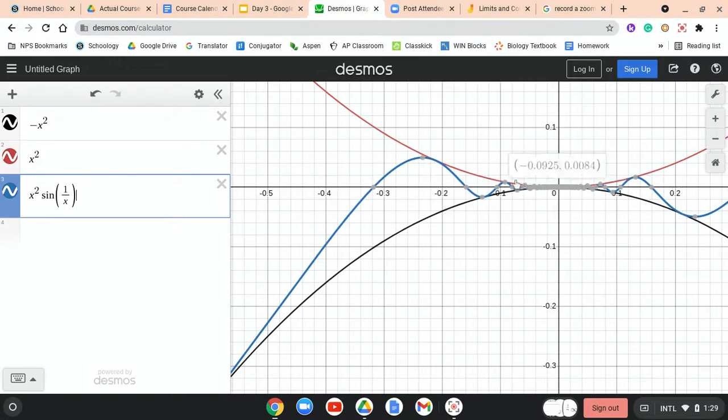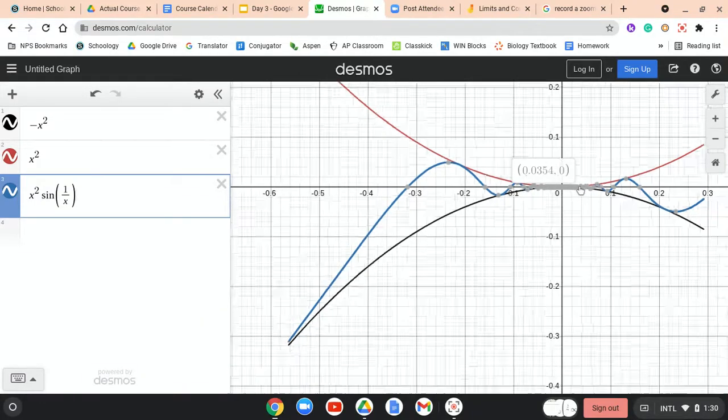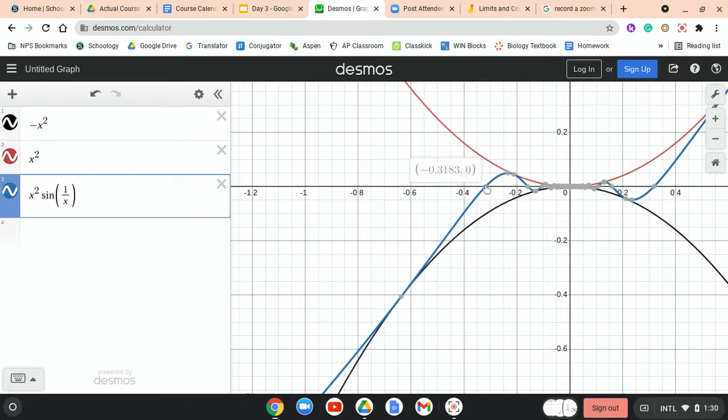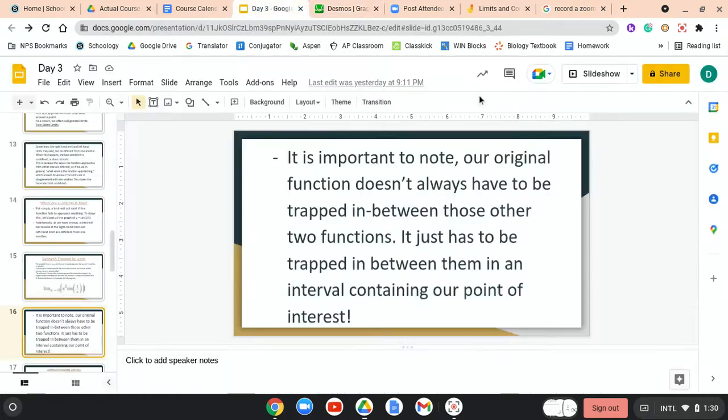Even if it's only in between the two functions for these intervals, that's enough, because it's enough to tell us that it has to go to 0 because it will be trapped in between the two functions as it goes to 0. So even if, for example, the function went down here and then was less than the function over here, as long as we can show that it's in between the two functions in an interval containing our limit point, then we can use the sandwich theorem.